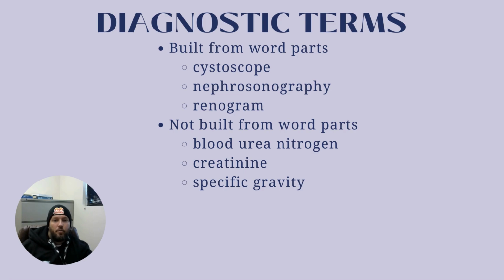And some not built from word part terms. Blood urea nitrogen is a blood test that measures the amount of nitrogen in the blood that comes from urea. An increased BUN detects an abnormality in renal function. Creatinine, a blood test that measures the amount of waste product in the blood that comes from the normal wear and tear of muscles. An elevated amount may indicate impaired kidney function. Your kidneys are supposed to be excreting this BUN, or blood urea nitrogen, and creatinine. So when the levels rise, this may indicate that the kidneys aren't functioning as well as they should be.